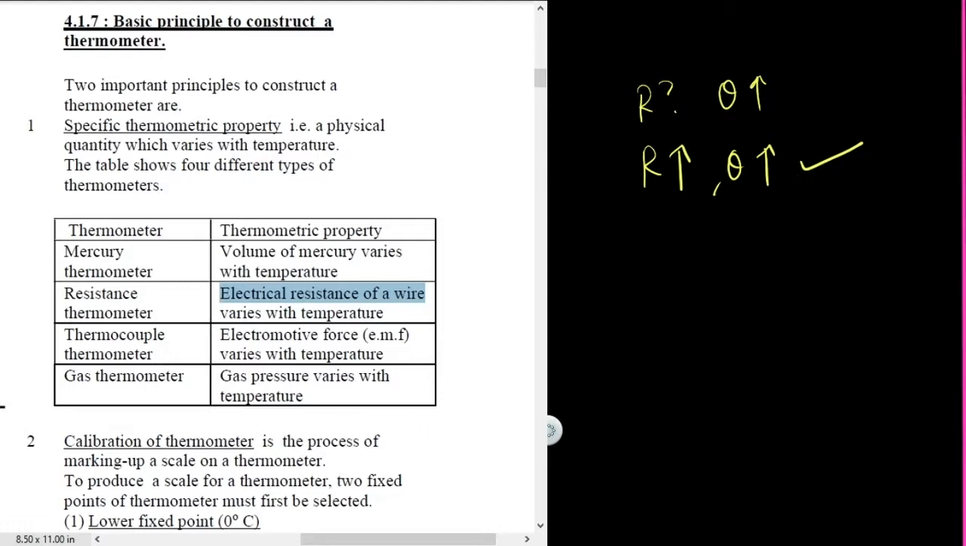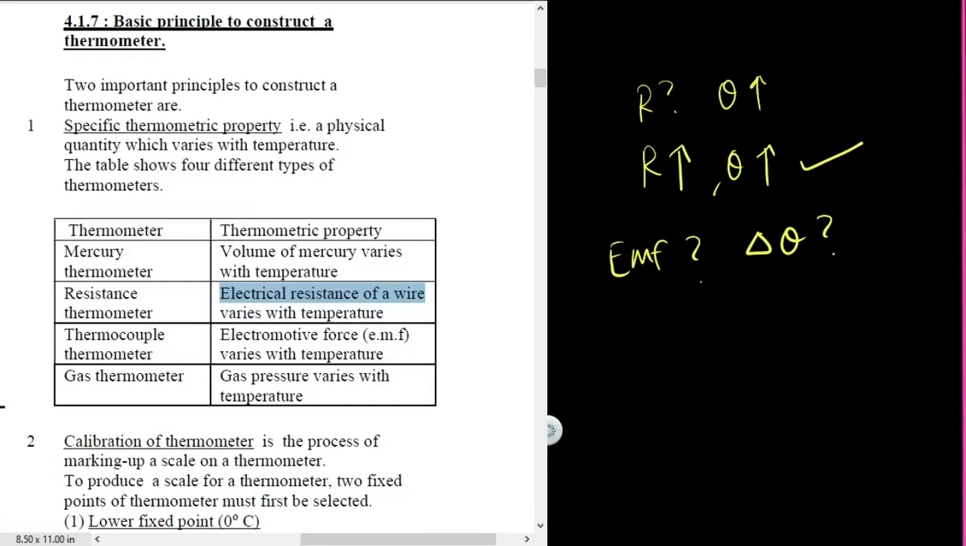The third one is the thermocouple thermometer. For the thermocouple thermometer, we use the physical quantity of the EMF, electromotive force, which varies with temperature. We look at how the EMF will change according to the change in temperature.